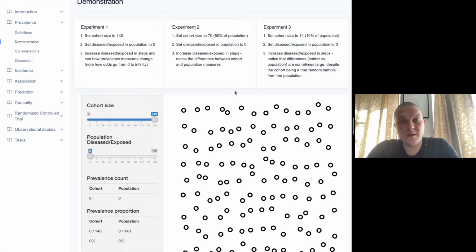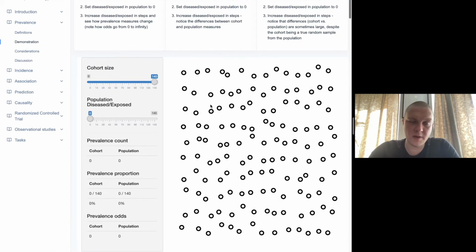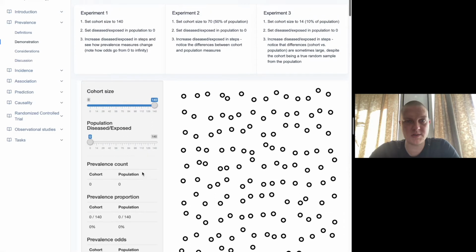Here we're going to run a little bit of a demonstration of the prevalence count, prevalence proportion, and prevalence odds. This is a little bit of a playground where you can change cohort sizes and how many people in the population have the disease and so on. I'll show you how this works.